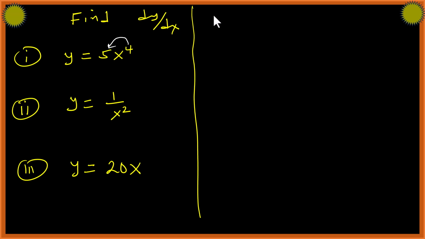So my dy dx, differentiate this with respect to that. So 4 times 5 is 20, x. 4 minus 1 is 3. So we have the answer 20x cubed.